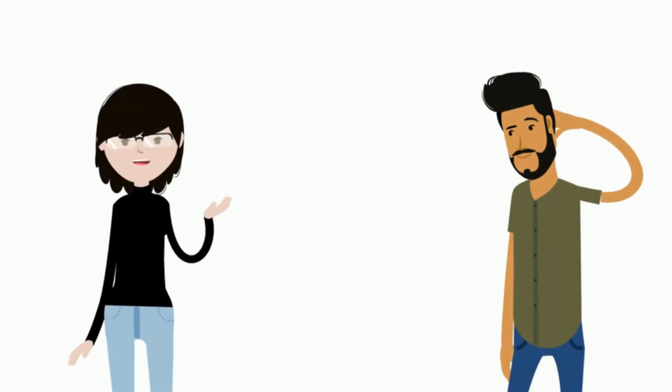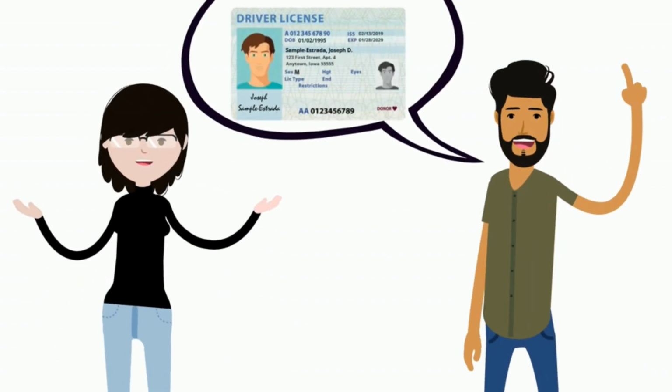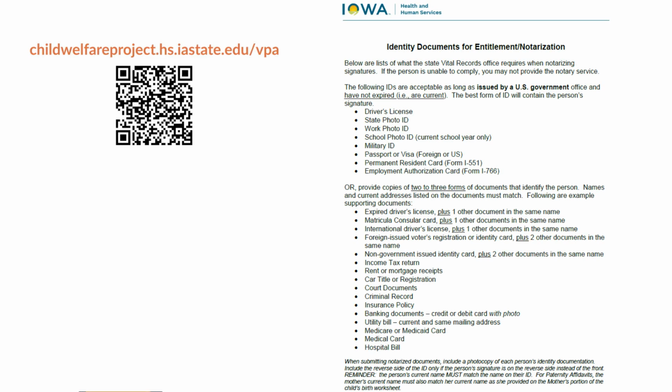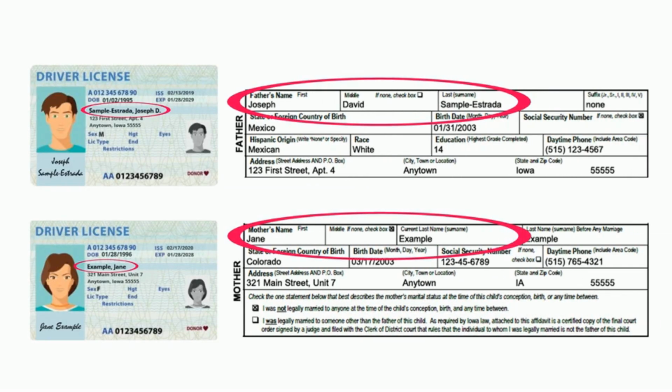Each parent must establish their identity for the notary with acceptable identification documents. A complete list of acceptable forms of identification approved by the state of Iowa can be found on the ISU VPA program's website and is printed on select VPA educational materials. Each person's current name must match exactly the name on their identification.